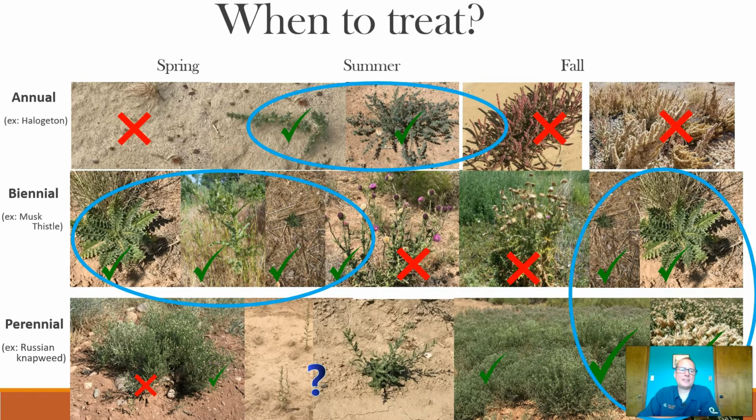So, when to treat? For your summer annuals, you're going to treat them in the spring and summer. Your winter annuals, you're going to treat them in the fall and winter. Your biennials, you're going to be treating them in the spring or in the winter if they're just in the rosette form. And your perennials, you're going to be treating both in the spring and the summer and the fall. Remember, you need to treat it both to prevent it from spreading seeds and prevent the perennials from being able to regenerate from their roots.